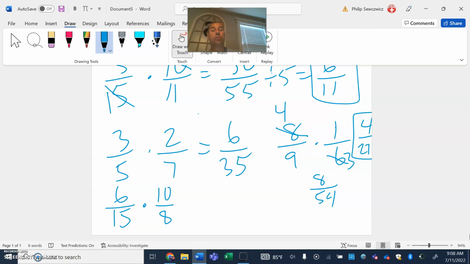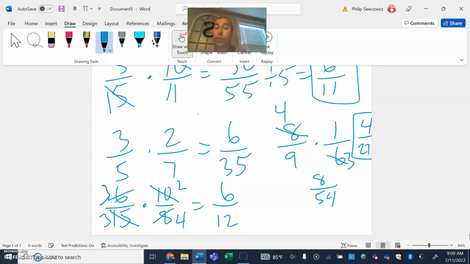We can divide both of those by 2. So 6 divided by 2, 3. 8 divided by 2, 4. Check out the 10 and the 15. Who can you divide by? Did you say 5? Yeah. So 10 divided by 5, that's a 2. 15 divided by 5, that's a 3. Now we can multiply across. 3 times 2, 6. 3 times 4, 12.